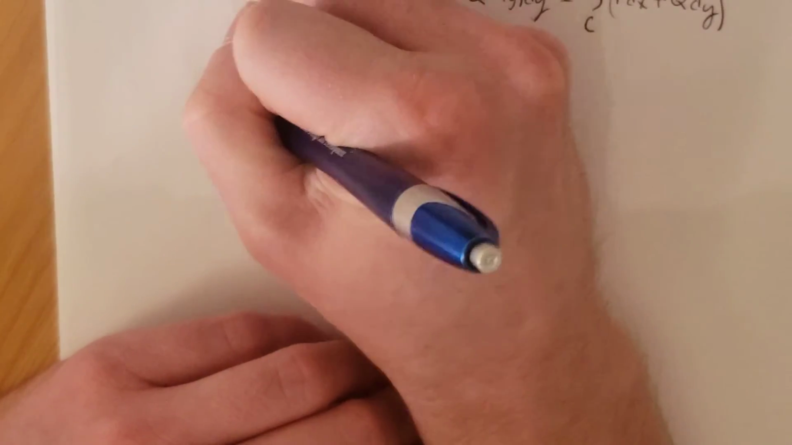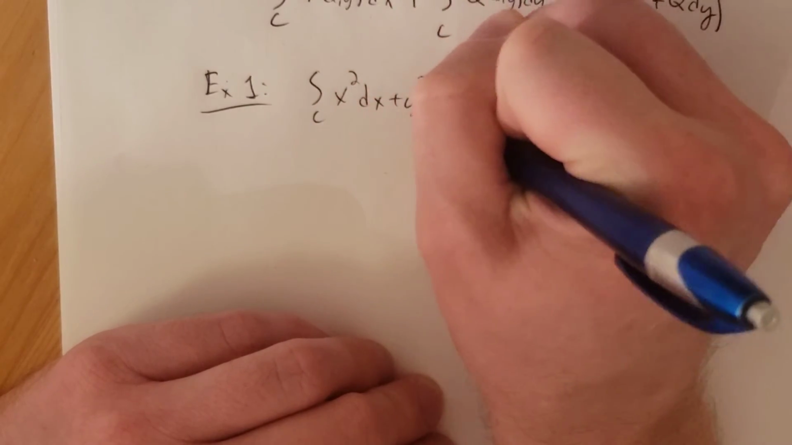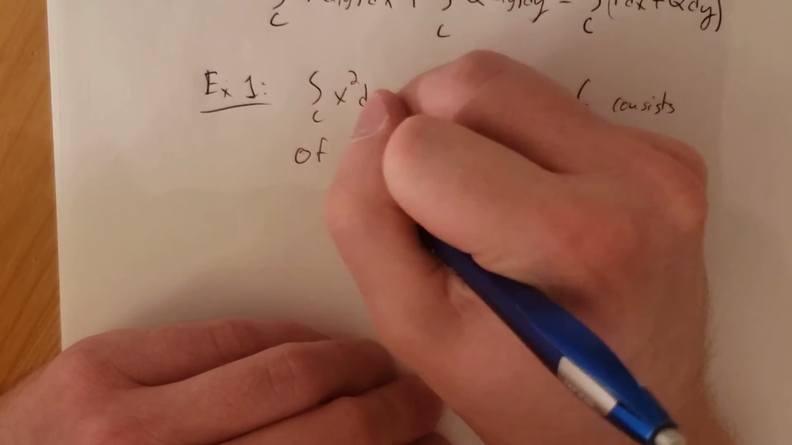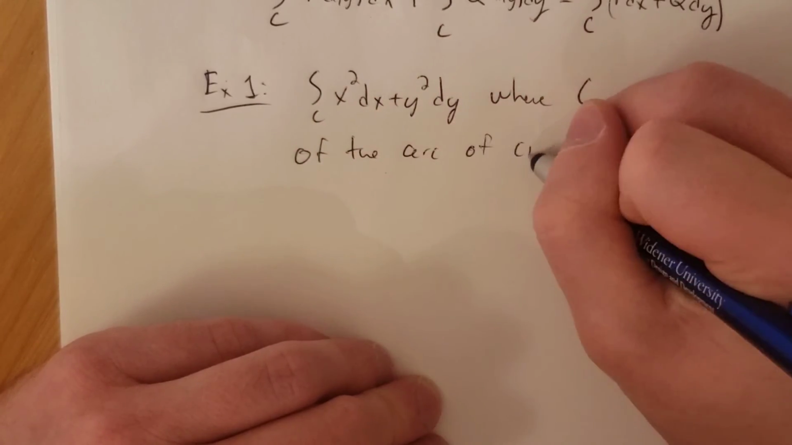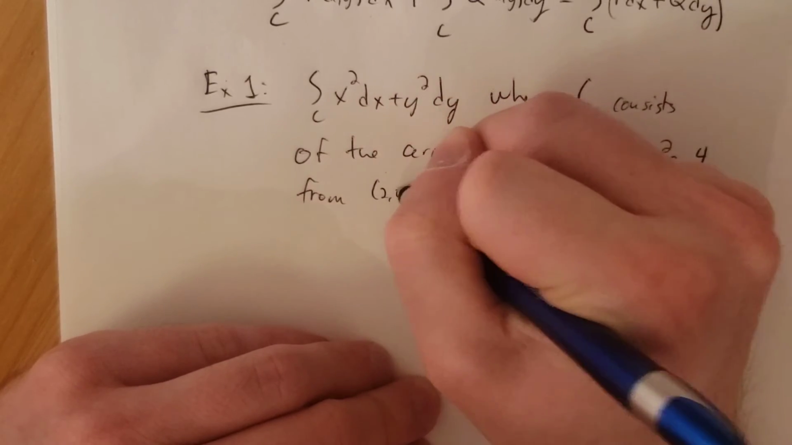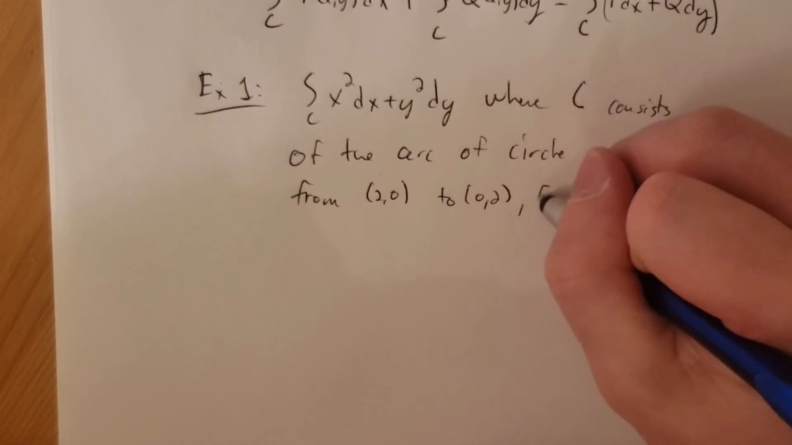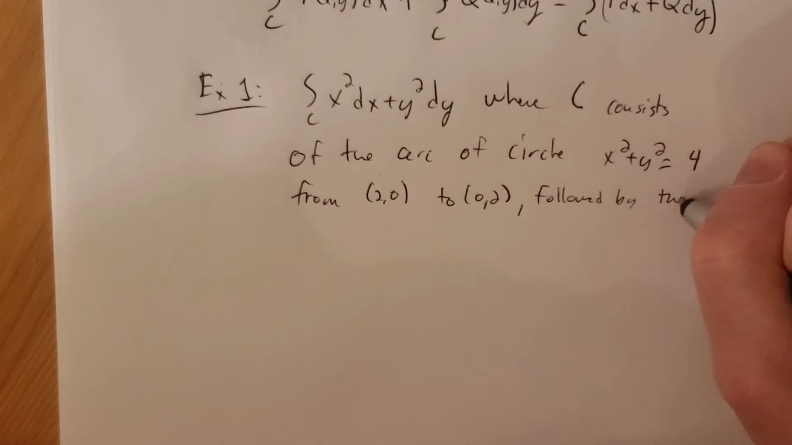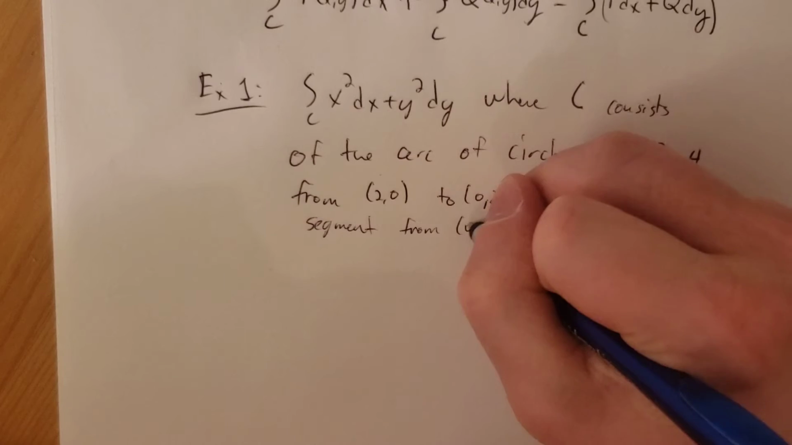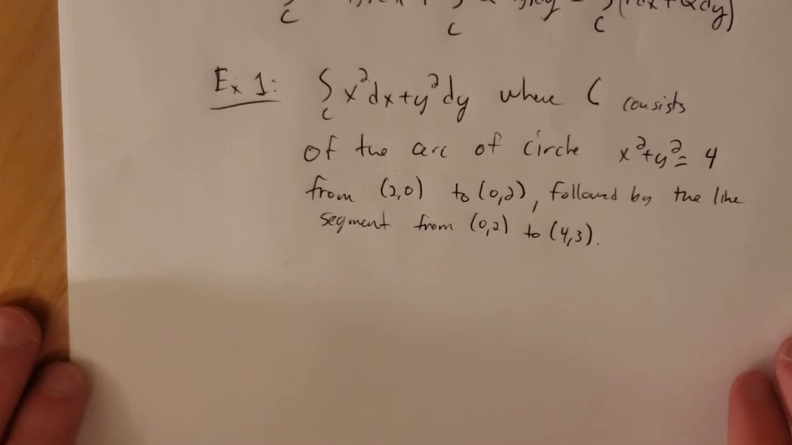Our example here is: find the integral over the curve C of x squared dx plus y squared dy, where C consists of the arc of the circle x squared plus y squared equals 4 from (2, 0) to (0, 2), followed by the line segment from (0, 2) to (4, 3). Before we do anything, let's draw that picture out.